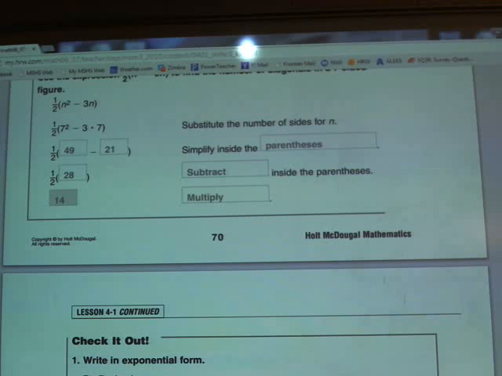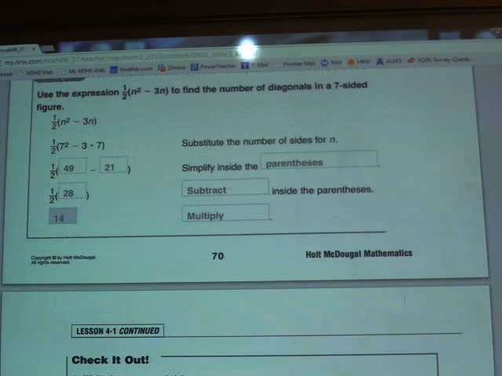All right, let's go ahead and take a look at the next question here. The next question is asking me to use the expression half times n squared minus 3n to find the number of diagonals in a 7-sided figure. Remember, diagonals go from vertex to non-adjacent vertex in a shape.